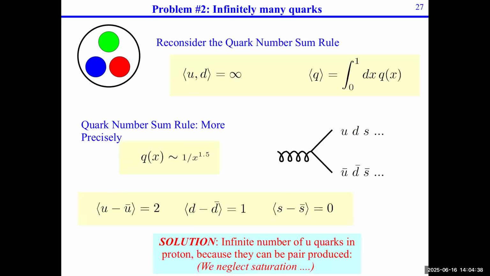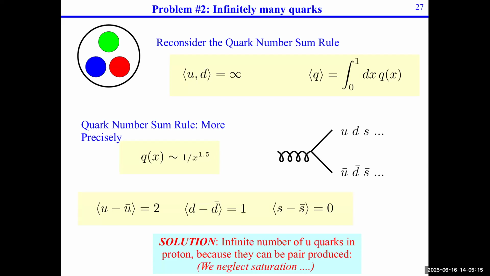And that's going to give you a problem now, because if you come back and do the quark number sum rule, the quark distributions diverge like something like 1/x^1.5. You try to integrate that, you get infinity. And the problem is you can't just integrate the up quarks. Because it's very easy to create U and U bar pairs, you'll have an infinite number of U's, but also an infinite number of U bars. And it's only the difference that's conserved. And so if you compute the difference between the two, then you will get it.